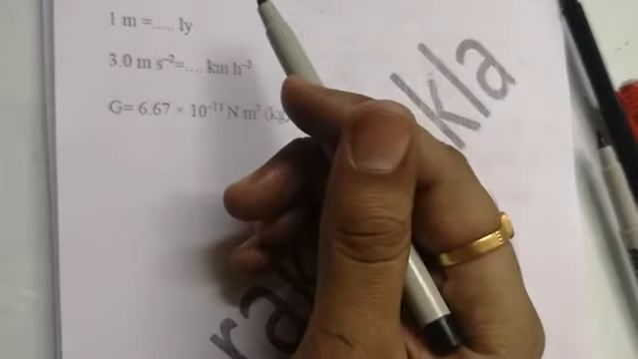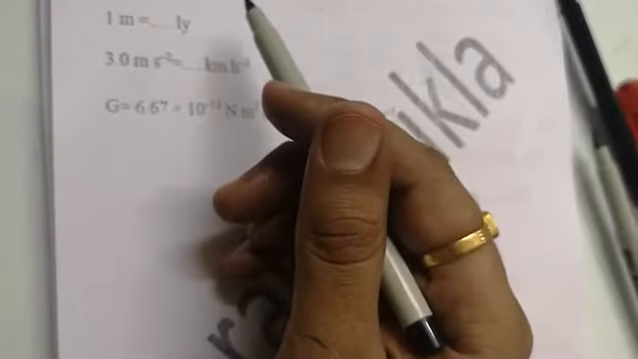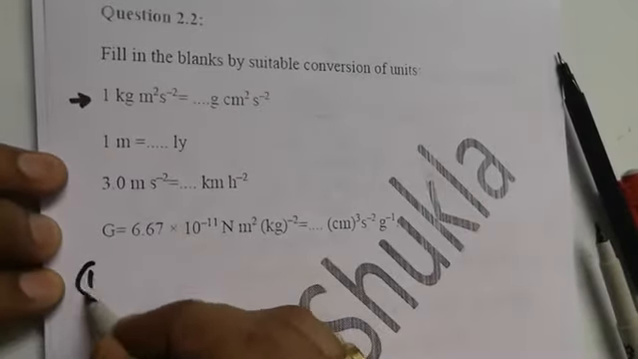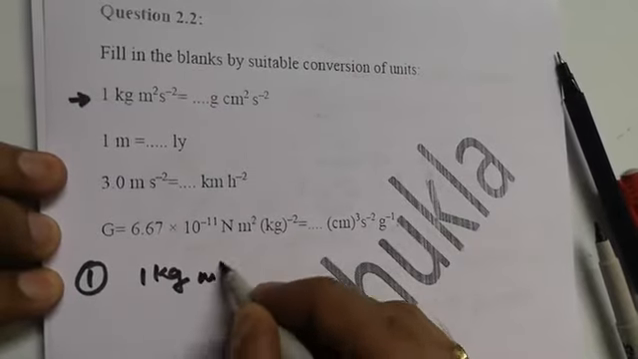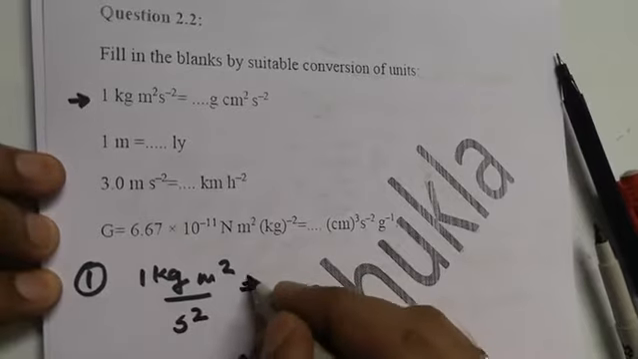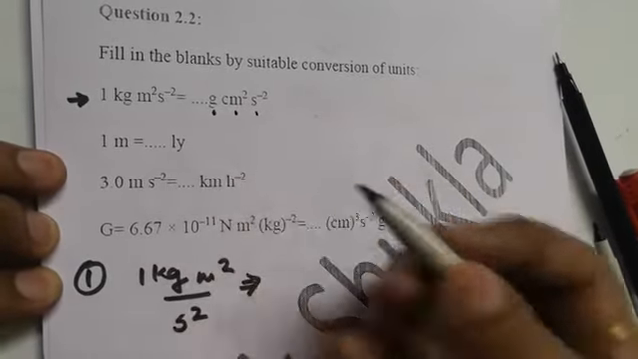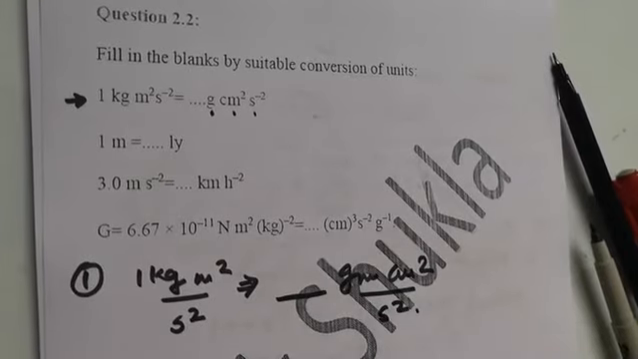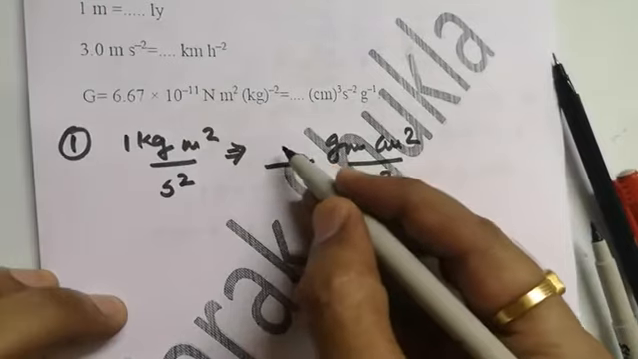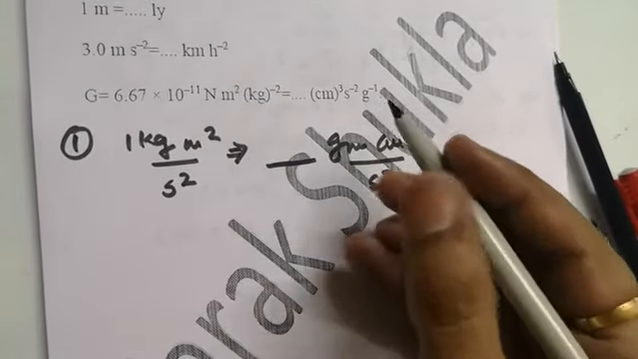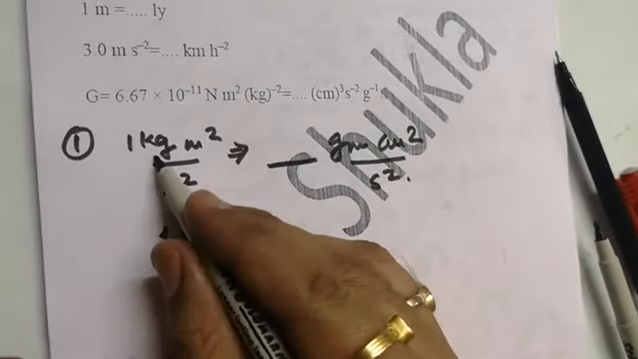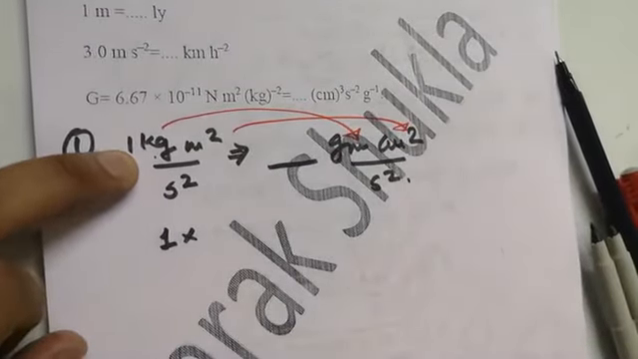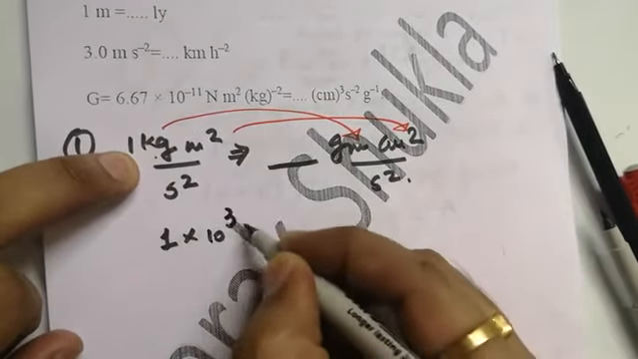In 2.2, they have asked us something that seems new, but actually it is not a new thing, it is some data which we have already learnt. The very first thing is that they want 1 kilogram meter square per second square to be converted into the term of gram centimeter square per second square. Let's say this is the x number, gram centimeter square per second square. Whenever such data is given to you, you can assume x over here and convert, or you can directly say you are aware and put the same value. I want to go from kilogram to gram, then meter to centimeter. So I am going from a higher to a lower unit. A kilogram contains 10 to the power 3 grams.